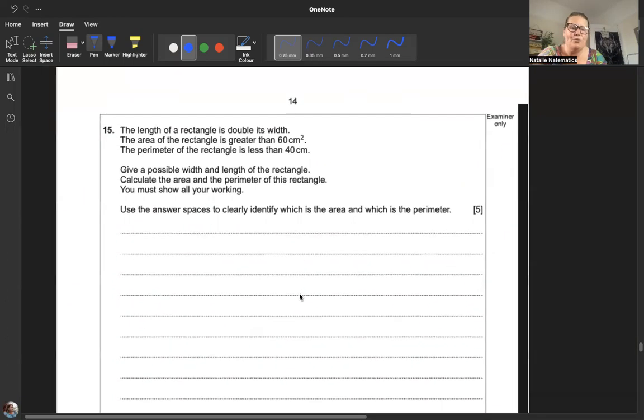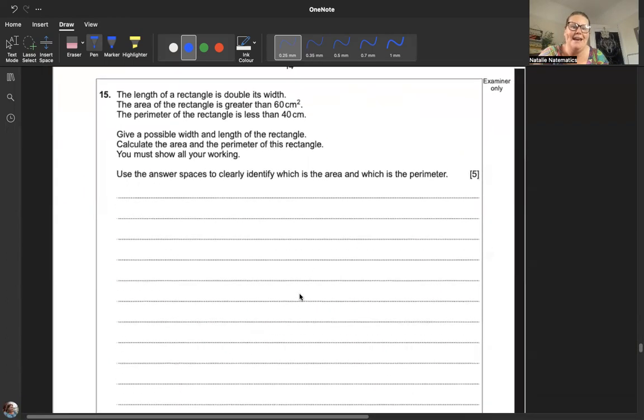All right, last question then. The length of a rectangle is double its width. Okay, so I'm going to draw a little rectangle. If that's the width, that's 2 times the width. If you're not quite sure of that, just say, well, if that's 5, that one's going to be 10, say. I'm just illustrating what's going on.